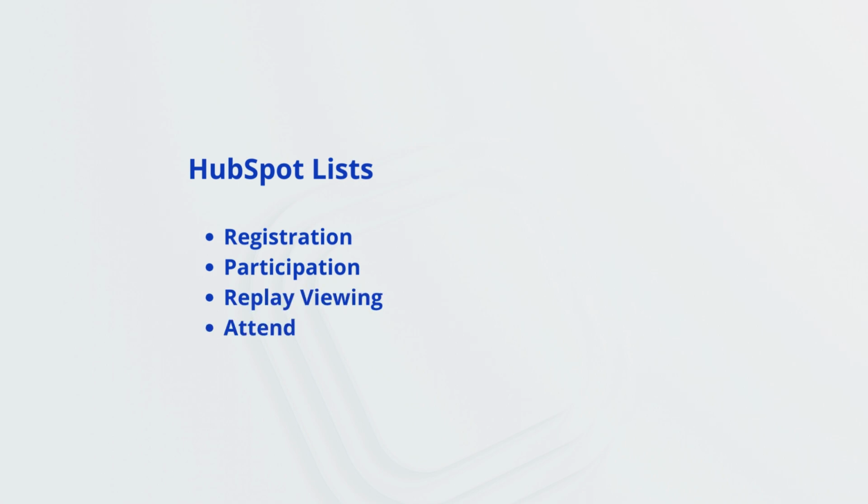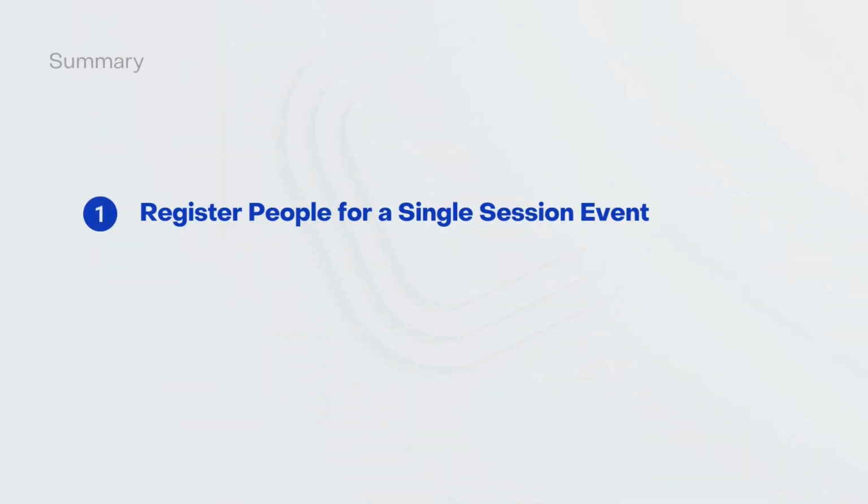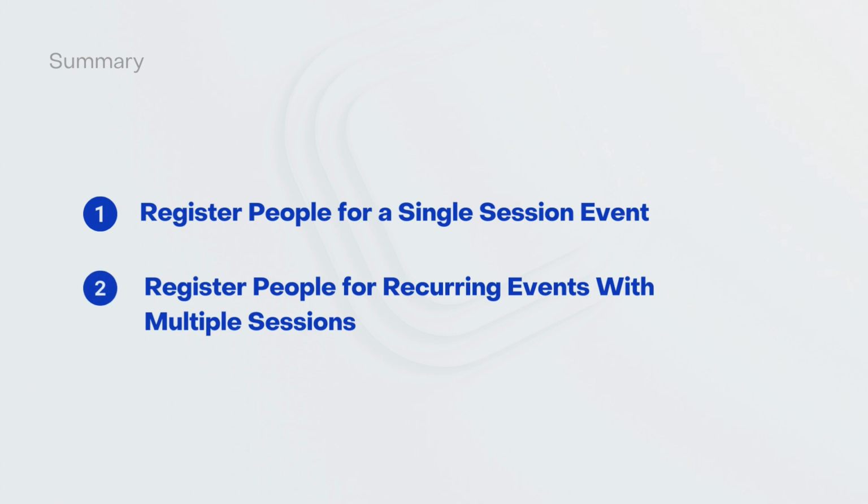This data can be used in HubSpot to create lists based on registration, participation, replay viewing, and attendance at on-demand events. I'll cover two methods: how to register people for a single session event using a HubSpot registration form, and how to register people for recurring events with multiple sessions using a HubSpot form. Let's see how to do so.